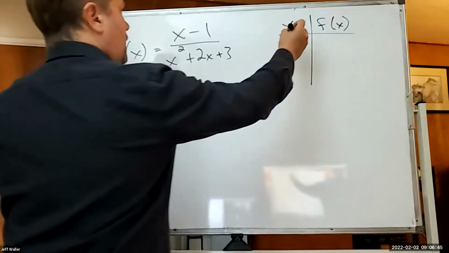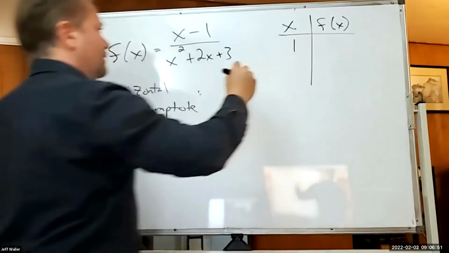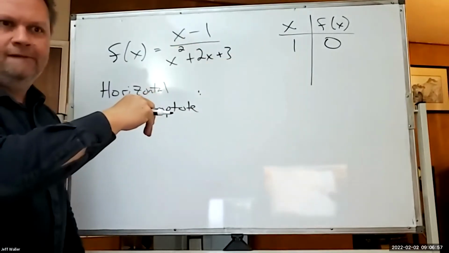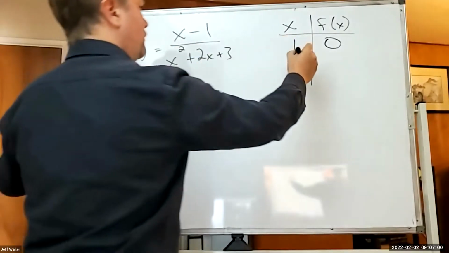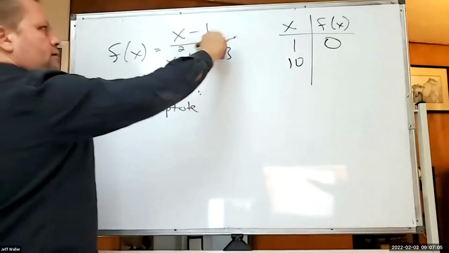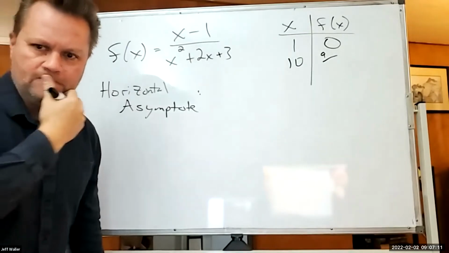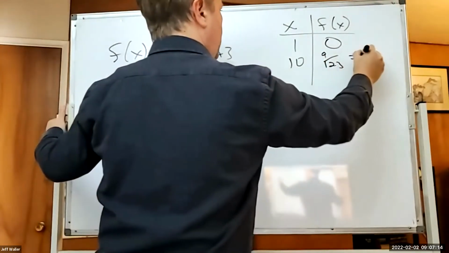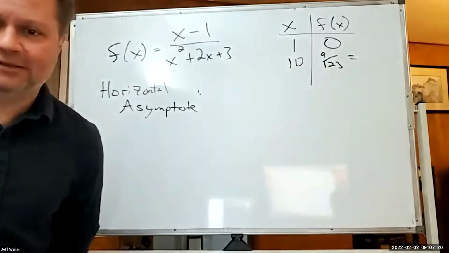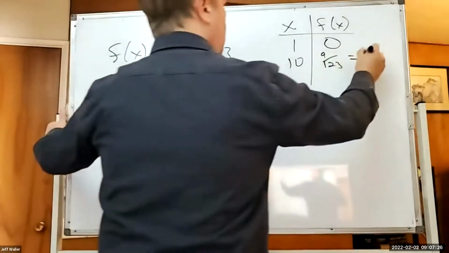So let's try this out. Let's see who can do this for me. If I put a 1 in, obviously, what do I get? I get 0. It's pretty cool. Okay. All right. What happens if I put a 10 in? Can somebody help me out? I'll get 9 over 123. Do you guys see that? 9 over 123. Can somebody tell me what that is roughly? It's like 0.0831. I'm just guessing. 0.073. Oh, okay. I was close.